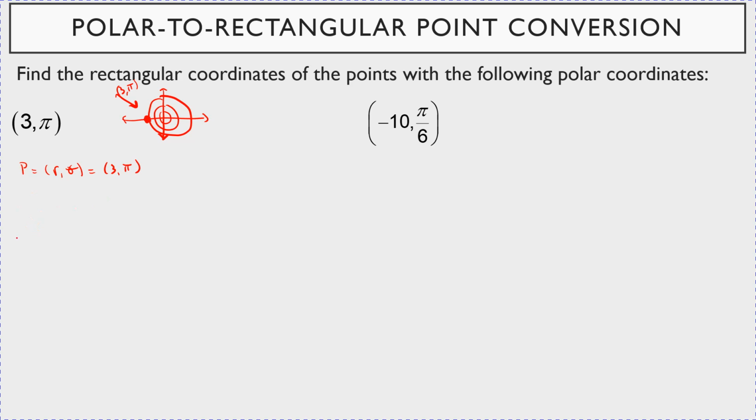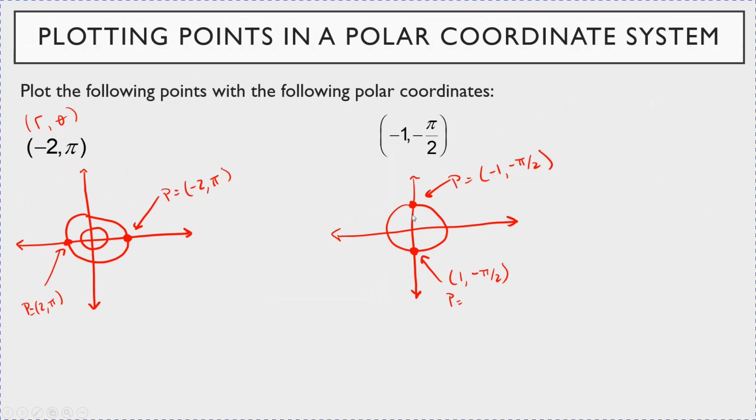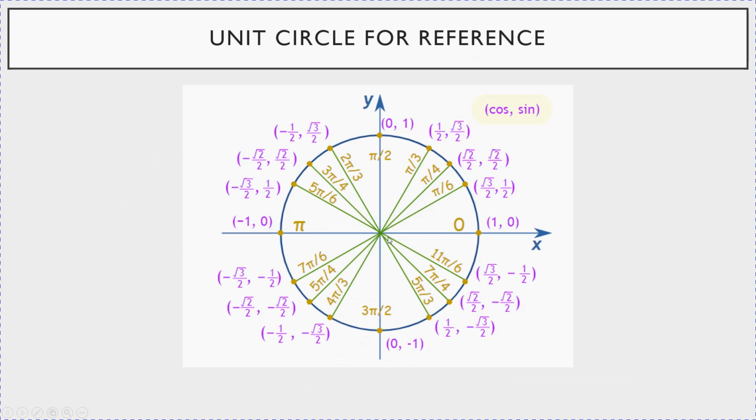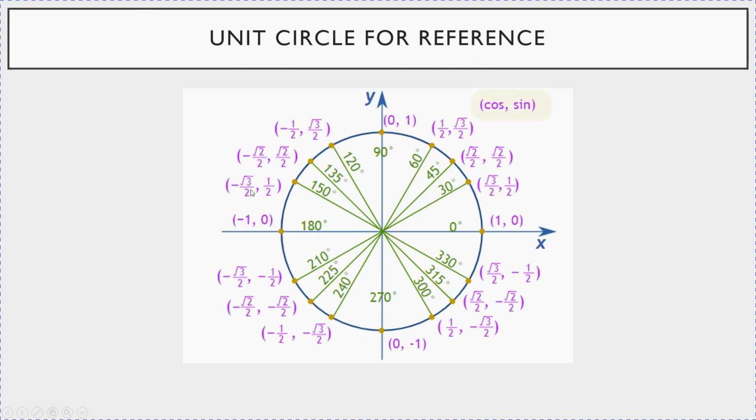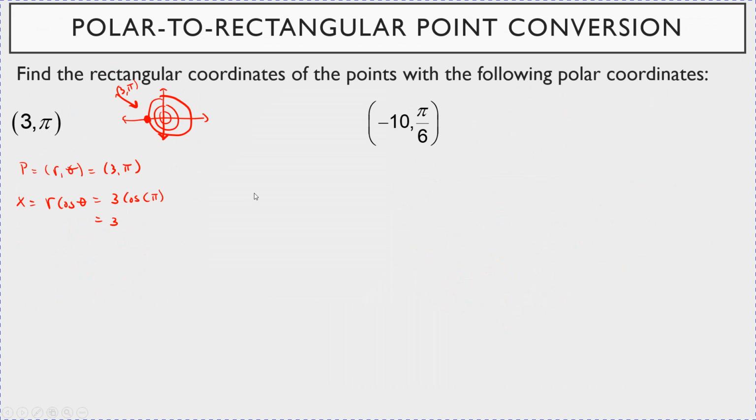So to convert, x is equal to r times cosine of theta. So this is just 3 times cosine of pi. What's cosine of pi? If you need it, that's why I have these here. Cosine of pi is negative 1. So the x value is negative 3. That's what I said you would get. And y is equal to r times sine of theta. So this is 3 times sine of pi. Well, what is sine of pi? That's 0.